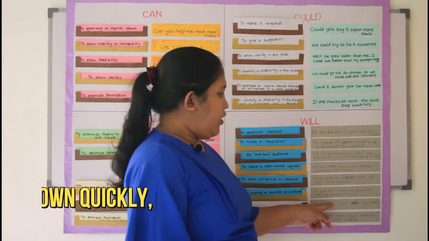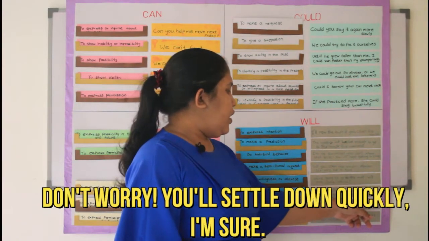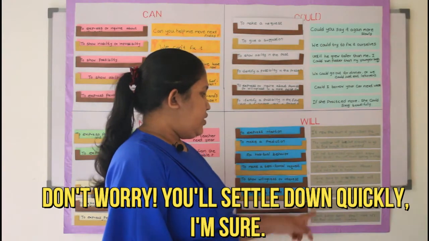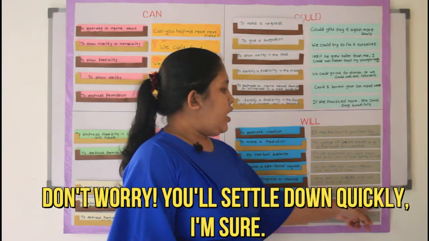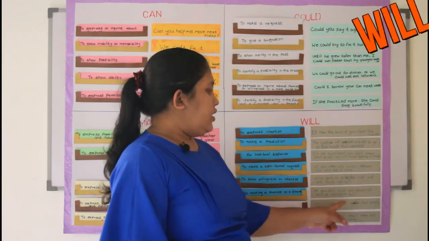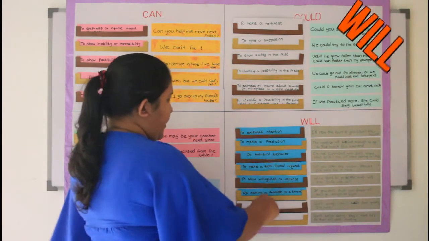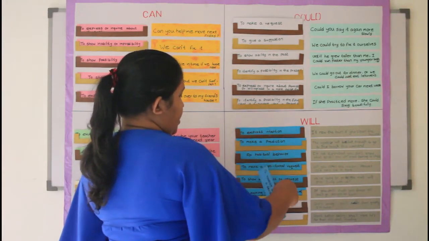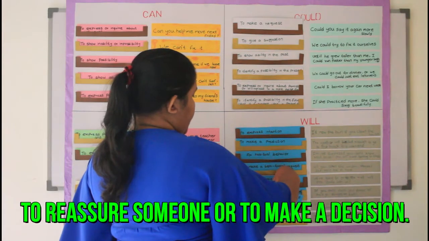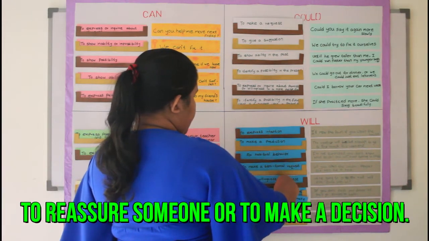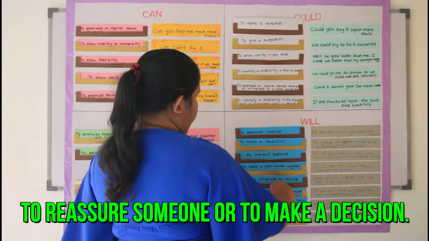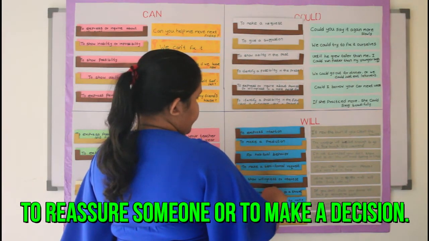Next one. Don't worry. You will settle down quickly, I'm sure. Here the modal verb will is used to reassure someone or to make a decision.